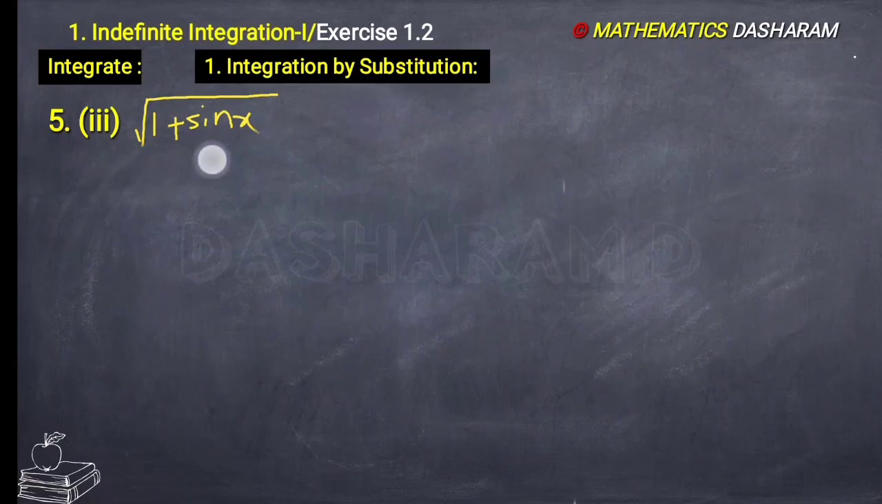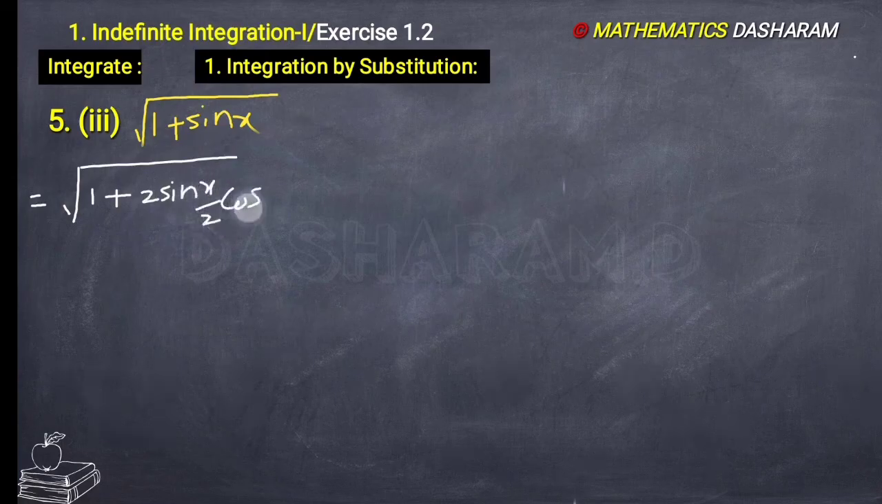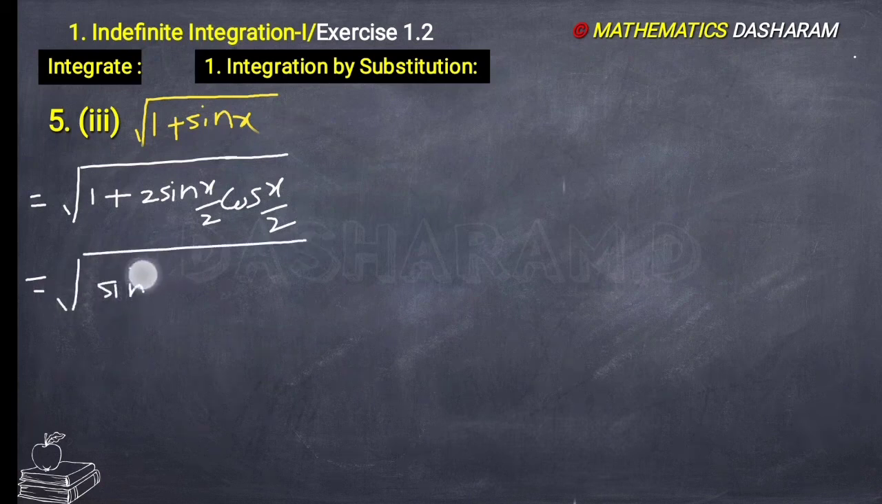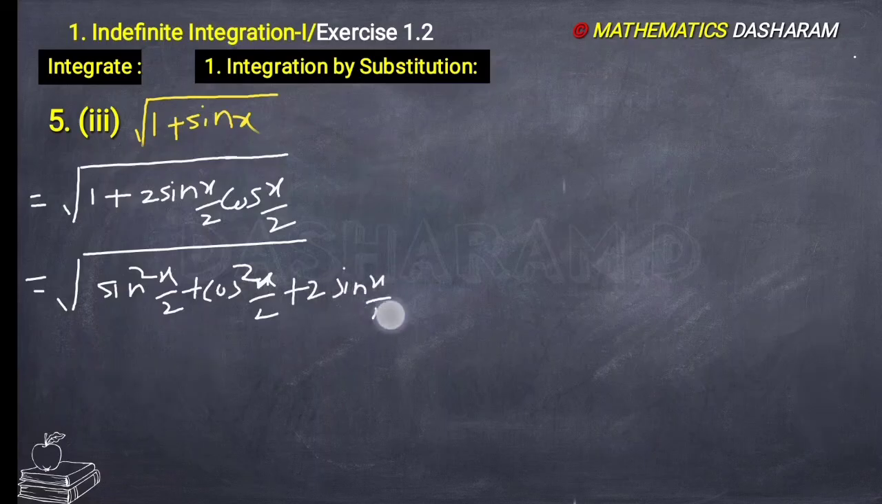Third question, integration of under root 1 plus sin x. Same like the previous question, 1 plus sin x can be written as 2 sin x by 2 into cos x by 2. Now to cancel the square root, we need a square inside. So that is why in place of 1, we can write sin square x by 2 plus cos square x by 2 plus 2 sin x by 2 into cos x by 2.